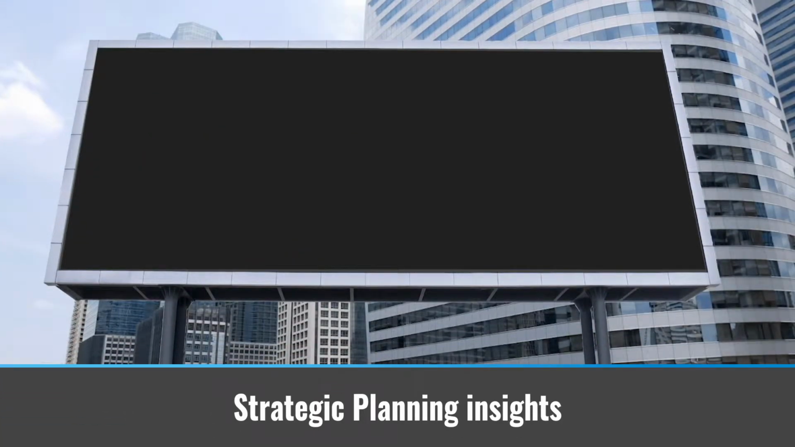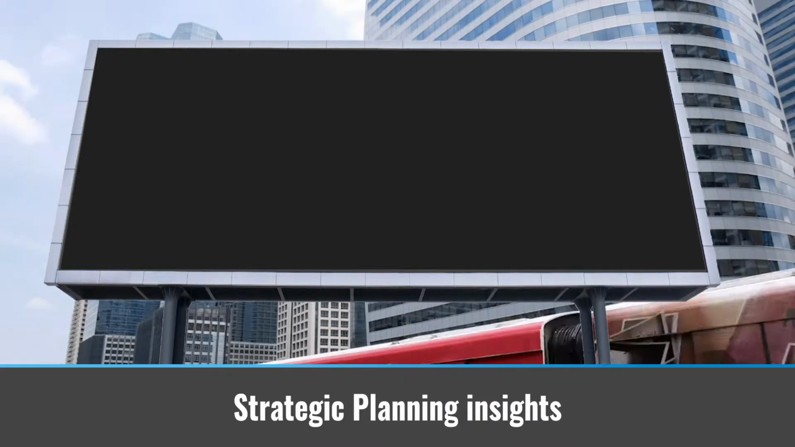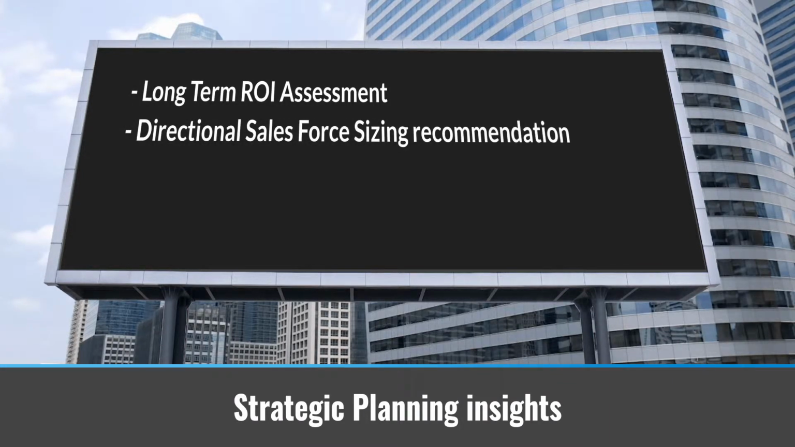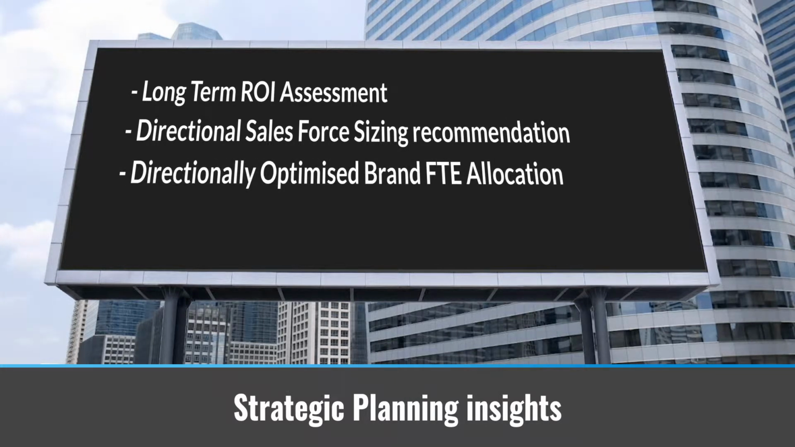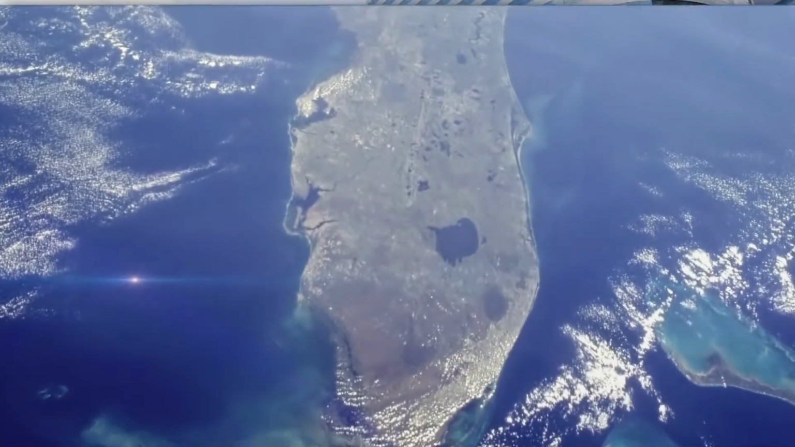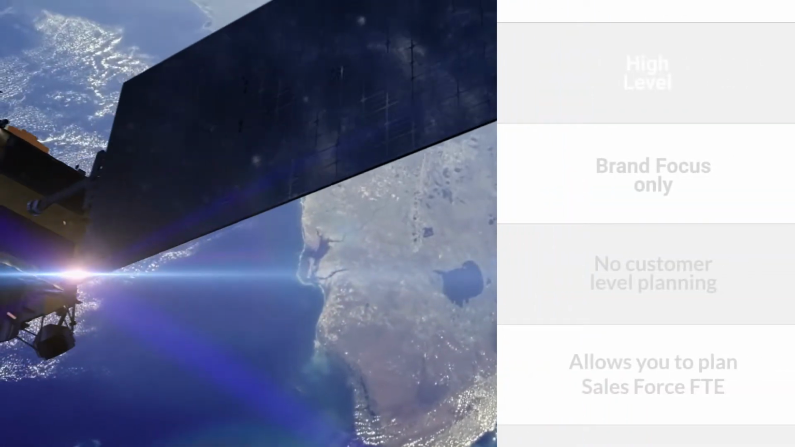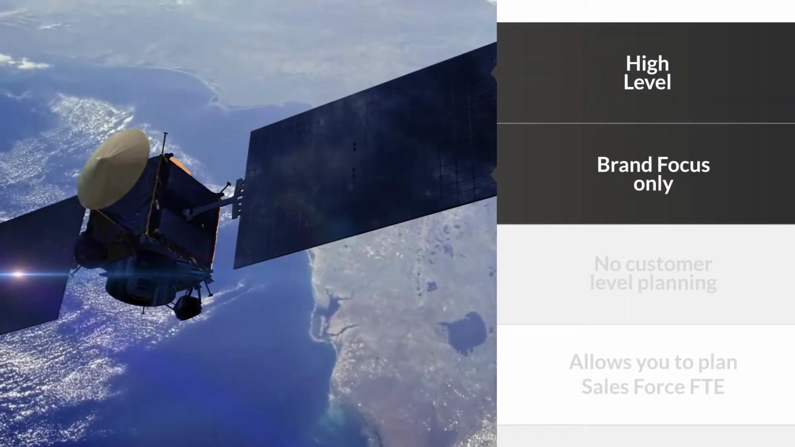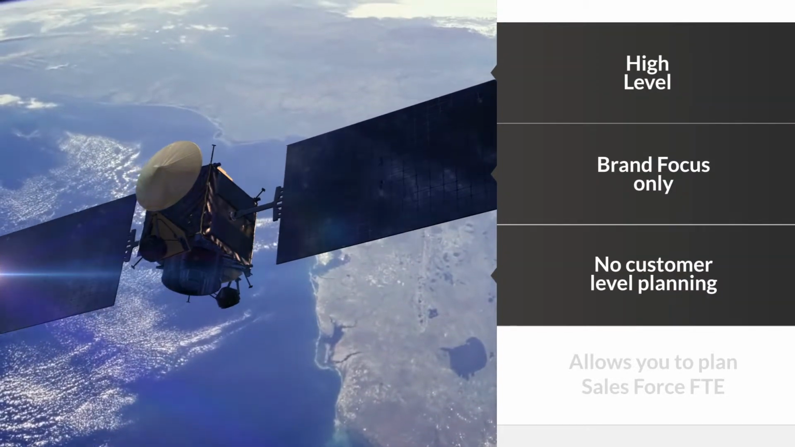Insights from PromoPlanner strategic planning exercises include long-term ROI assessment, directional sales force sizing recommendation, directionally optimized brand FTE allocation, and carryover assessment. Strategic planning gives you a fast overview of the situation, like a satellite view over your market and products. High level, brand focus only, no customer level planning.